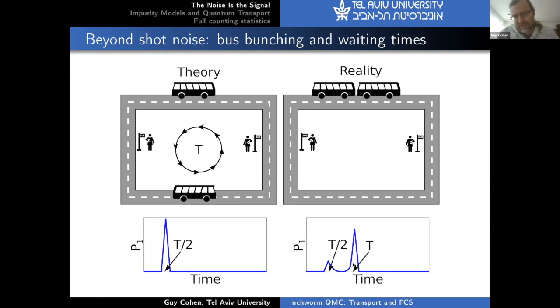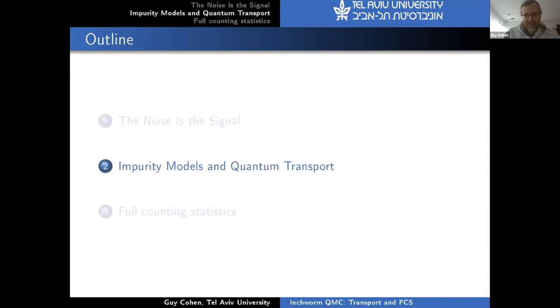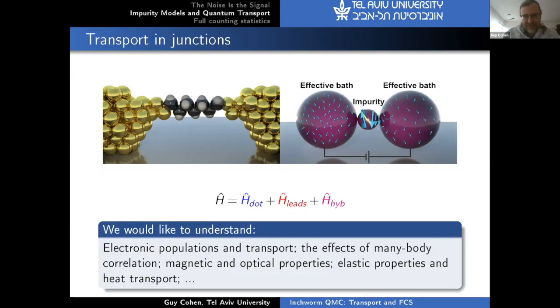To actually analyze this, it's not quite enough to just look at the mean of the distribution. You really want to look at the probability distribution of the first bus arriving sometime after the zeroth bus has left. That is immediately available from full counting statistics, as well as the second bus and so on. So, okay, I hope I convinced you that this is interesting.